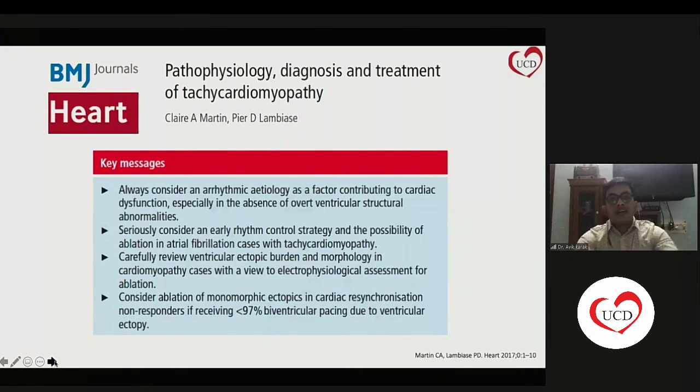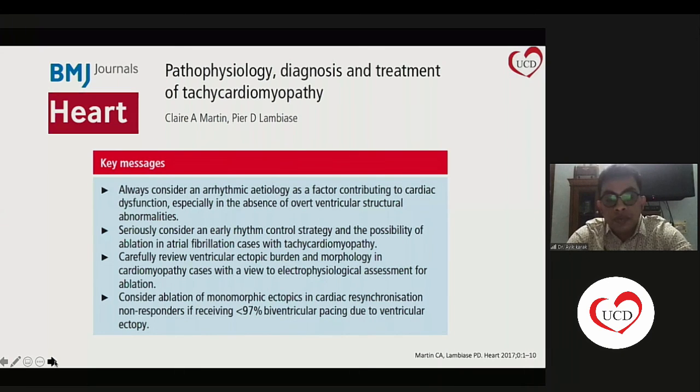So lastly, my concluding slide with the key messages would be: always we need to consider an arrhythmic etiology as a factor contributing to cardiac dysfunction, especially in the absence of overt ventricular structural abnormalities. We need to seriously consider an early rhythm control strategy and the possibility of ablation in atrial fibrillation cases of tachycardiomyopathy. We need to carefully review the ventricular ectopic burden and morphology in cardiomyopathy patients with a view to electrophysiological assessment for ablation. Consider ablation of monomorphic ectopics in cardiac resynchronization non-responders if receiving less than 97% biventricular pacing due to ventricular ectopy.